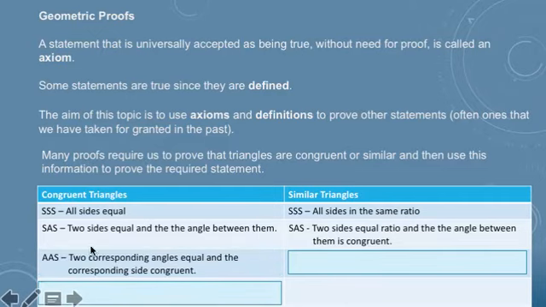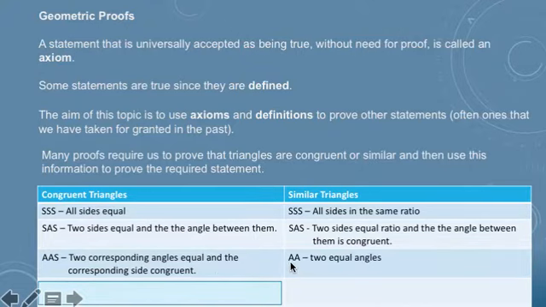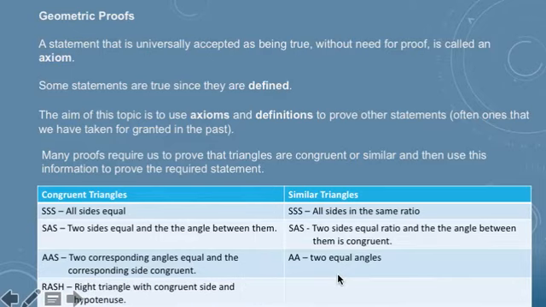Angle, angle, side, so we need 2 angles equal and the corresponding side congruent, so the same. In a similar triangle, we only need 2 angles equal, because obviously once 2 angles are equal, the last one must also be equal because angles add up to 180. And then finally, what we've said in the past as RHS, right angle, hypotenuse, side: a right triangle with congruent hypotenuse and sides. So you need the right angle, the hypotenuse, and one of the shorter sides. That doesn't apply to similar triangles.